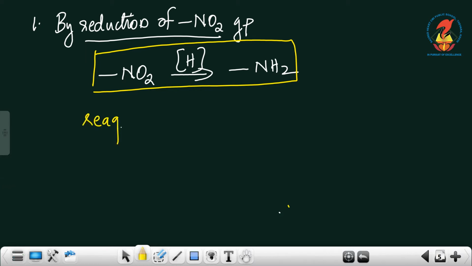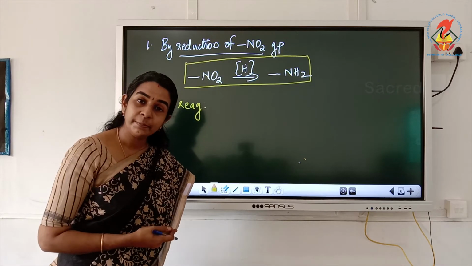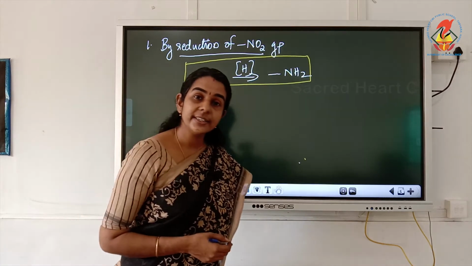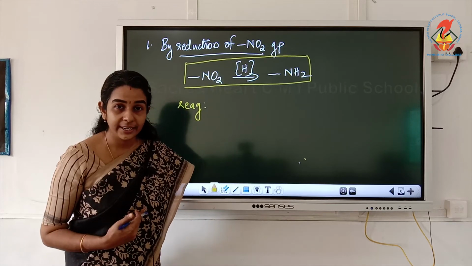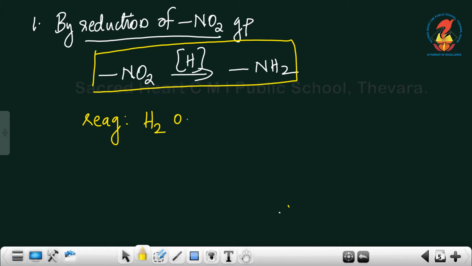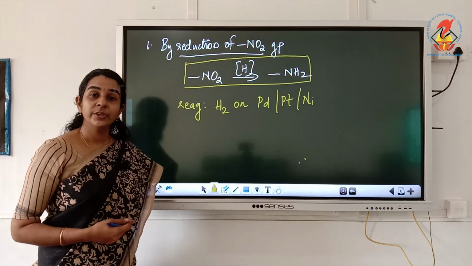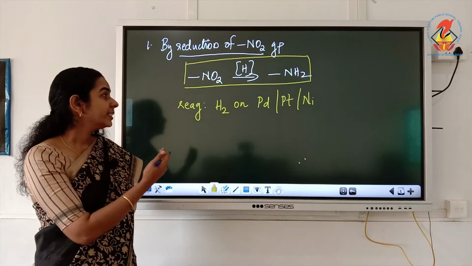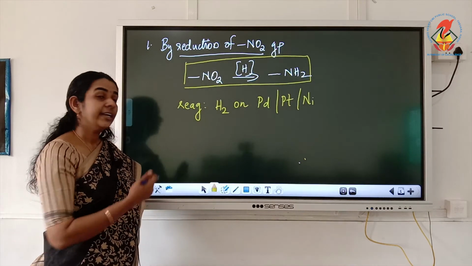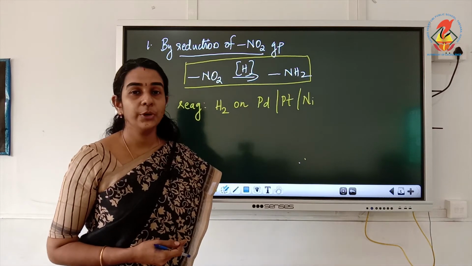Now, what are the reagents used for this reduction? NO2 group can be reduced to primary amines or NH2 by catalytic reduction. What are the reagents that we use for catalytic reduction? Yes, it is hydrogen gas on palladium or platinum or nickel. So, we can reduce NO2 group to NH2 by catalytic reduction, but here we cannot use lithium aluminum hydride and sodium borohydride.